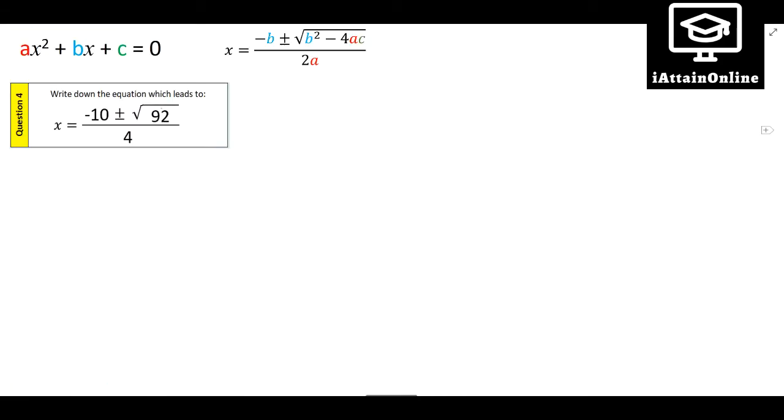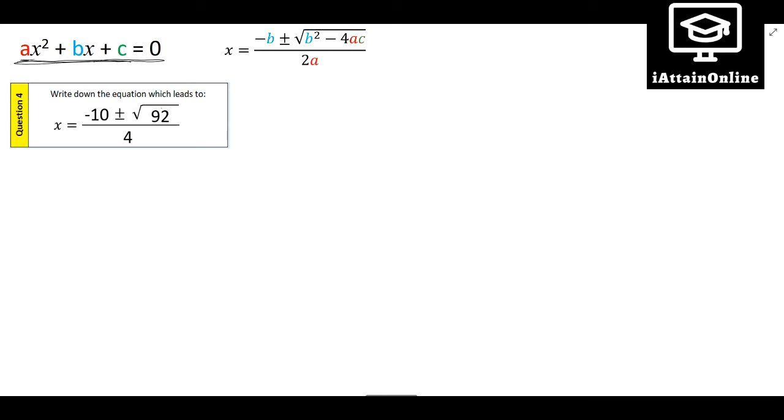Okay, final example. Here is one of those questions that really test understanding. This time you are given as if somebody has set up the quadratic formula to solve it, and you're asked to work backwards to find out what equation it was they were trying to solve. So we want to give our answer as an equation, but with values for A, B, and C.